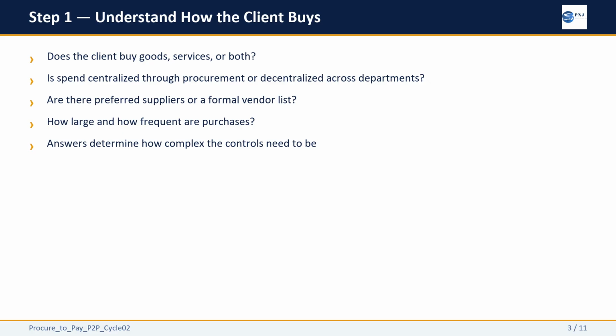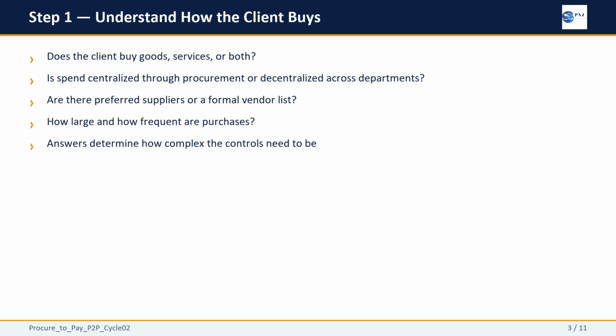Every advisory engagement on P2P starts the same way, with understanding. Not the controls, not the risks, not the KPIs. The first question is, how does this client actually buy things? Do they purchase physical goods, professional services, or a combination? Is there a central procurement team that manages all purchasing, or do individual departments buy independently? Do they have a formal approved vendor list, or do they buy from whoever is available? How large are their typical purchases, and how frequent? These answers determine what level of control complexity is appropriate.